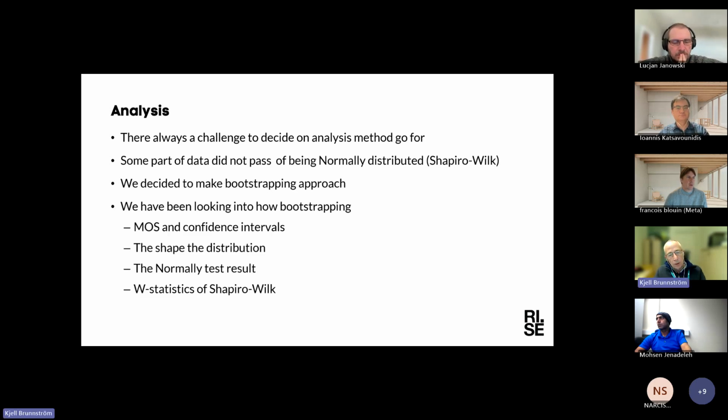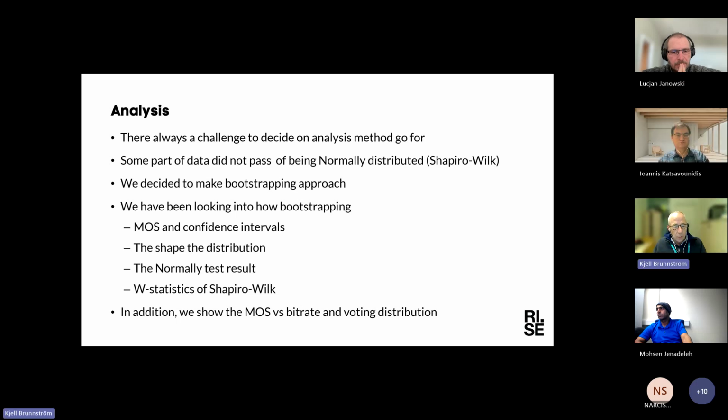So what we have been looking into with the bootstrapping, perhaps this is well known for many of you, but we looked at the effect on the MOS and the confidence interval, the shape of the distribution, and the normality test result when you do a hypothesis test, but also the V statistics for that. Then I will show a little bit of the result from the actual test, so to speak.